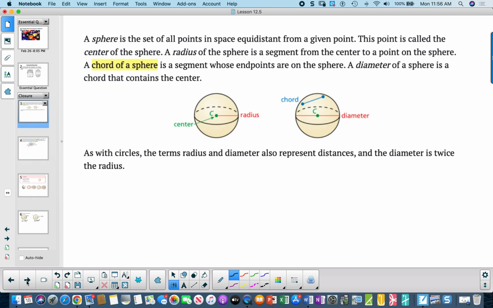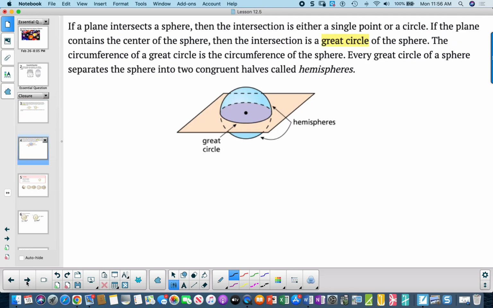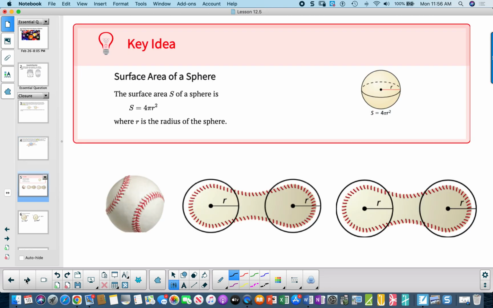A sphere has the same vocabulary as a circle. It has a radius, it has a center, it has chords, chords meaning a segment where the endpoints are on the sphere, and the largest chord, which is a diameter. Also in a sphere, we have what we call a great circle. When a plane intersects the sphere in such a way that it includes the center of the sphere, it's the largest circle, and we call that the great circle.